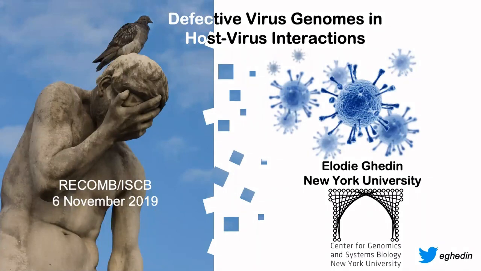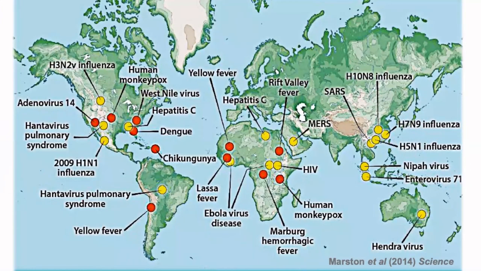Phenomenon about viruses, and that's defective viruses. I don't know if you've heard about them, but you'll know more than you may want to know about. We're all familiar with multiple types of viruses, and here's a map from a few years ago, still relevant today, that shows a lot of these emerging and re-emerging viruses.